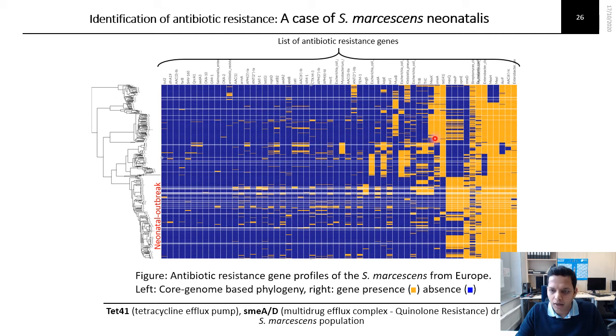But I would like to draw your attention particularly to this region. The SMEA gene is responsible for a multidrug efflux complex for quinolone resistance, and TET41 is a tetracycline efflux pump that is present in the majority of the non-outbreak, or non-neonatal outbreak, isolates, while in neonatal isolates these are not present as commonly. In neonatal outbreak isolates, the MEX pump and outer membrane proteins responsible for different antibiotic resistance are relatively more common compared to the non-neonatal outbreak isolates.